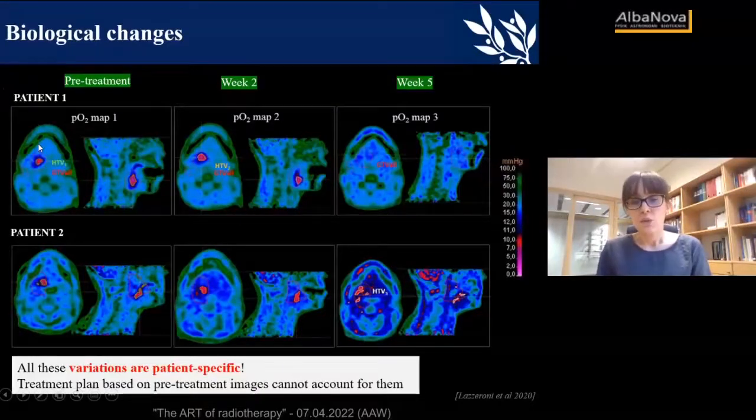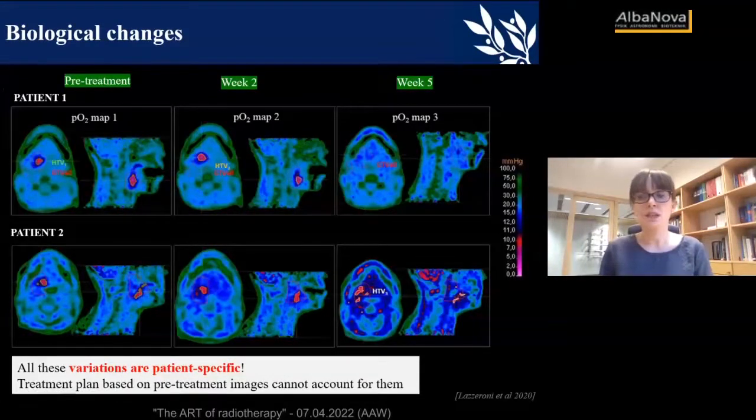In this case, I'm showing you 2 patients. So this is the first patient and the second one in the second row. And what I'm showing are PO2 maps, so partial pressure of oxygen distribution expressed in millimeters of mercury, as you can see in the scale here on this side. And we have now contoured the hypoxic compartment in this patient by setting a threshold on the PO2 at 10 millimeters of mercury, as I mentioned before. And here we see the hypoxic target volume pre-treatment, at week 2 and week 5.